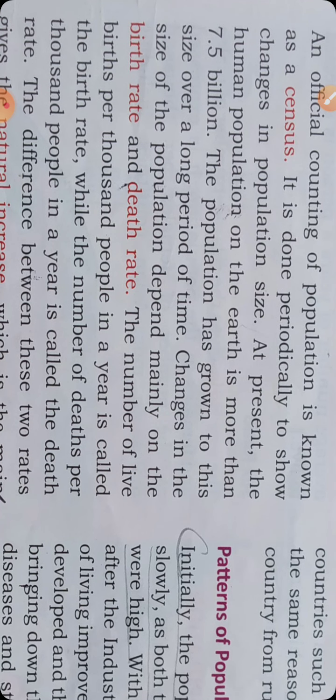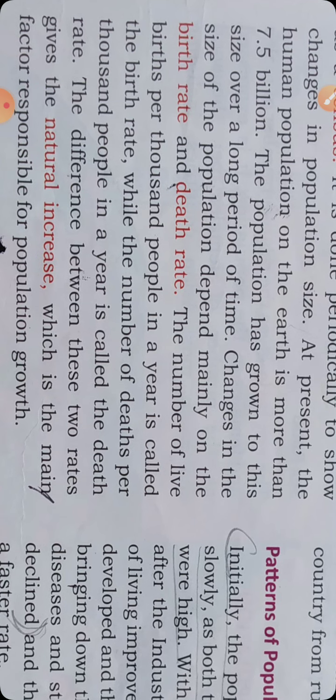Change in the size of population depends mainly on the birth rate and death rate. The number of live births per thousand people in a year is called the birth rate. Underline, what is birth rate? The number of live births per thousand people in a year is called the birth rate, while the number of deaths per thousand people in a year is called the death rate. The difference between these two gives the natural increase. What is natural increase? It shows how many people are being born and how many people are dying.